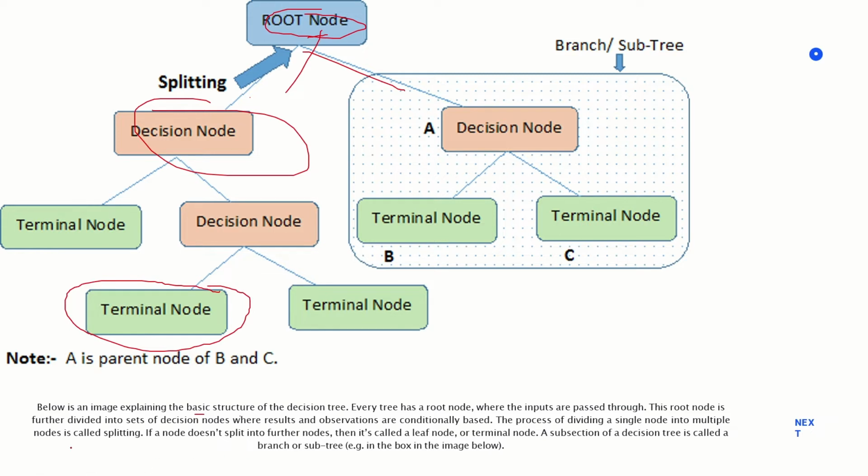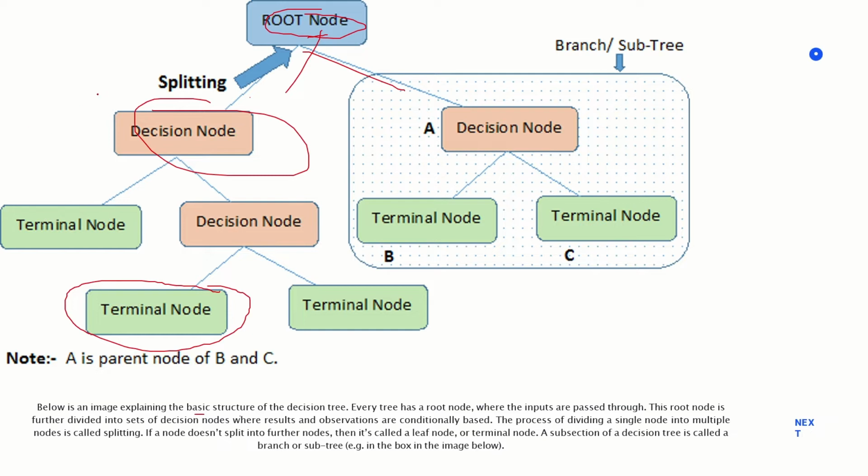This root node is further divided into a set of decision nodes, where the results and observations are conditionally based. After feeding the dataset as a root node, we define a certain set of parameters where a condition is established, and based on the condition, the dataset is divided into sub branches. These sub branches are again divided into sub branches based on another condition or the same condition. After reaching the final or terminal node, the output will be generated.